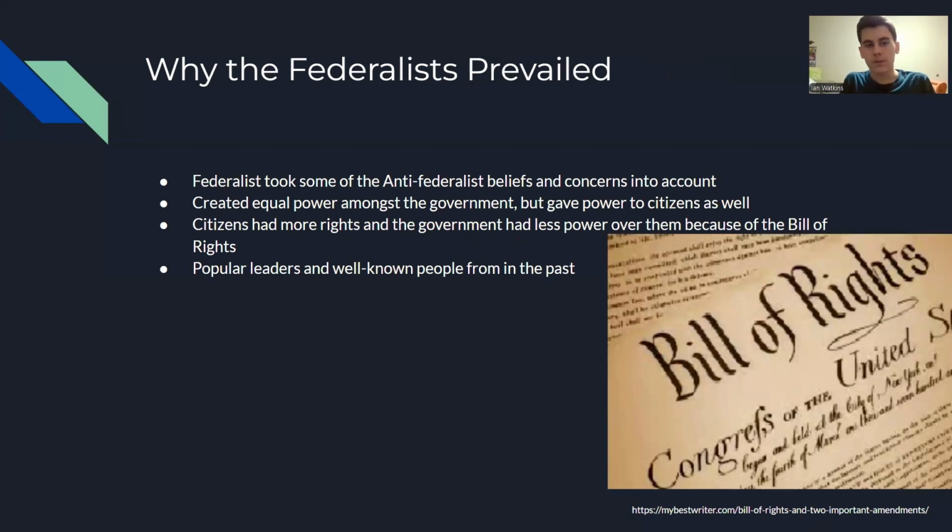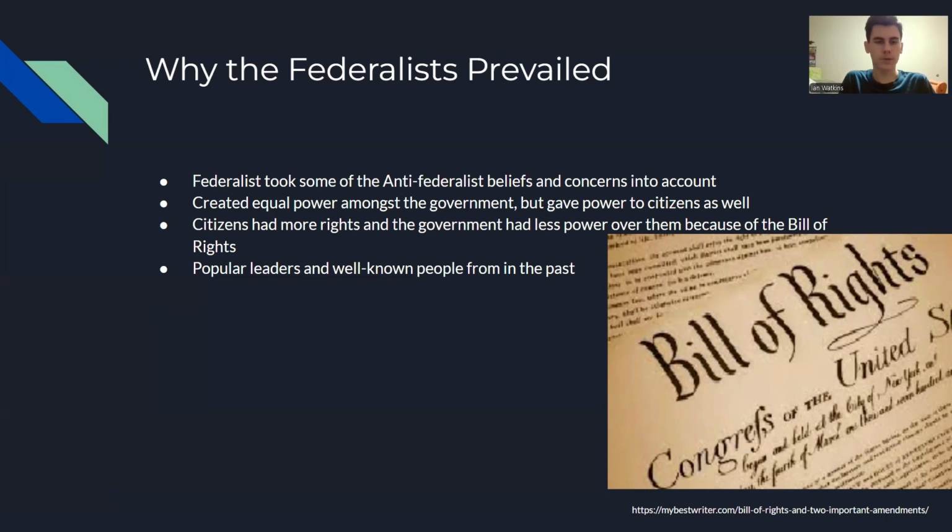So why the Federalists prevailed, the really big one was that, like I said, they did take the Anti-Federalist beliefs and concerns into account. When you send out these papers and talk to people and eventually figure out who's doing what, a big role in why they prevailed was that by taking those concerns into account, they showed that they did think that people should have rights. So government had power and people had power.